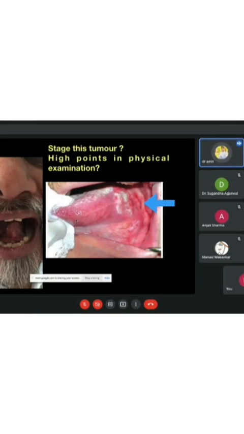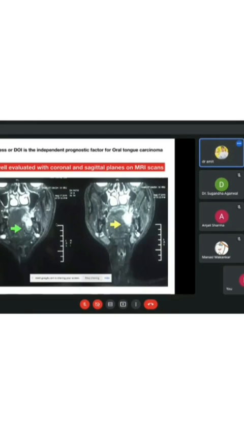So why I wanted to show you this, because it is very important to ask for MRI when you see a lesion in the tongue, as we were mentioning earlier as well. The MRI gives you a lot of information in this case.